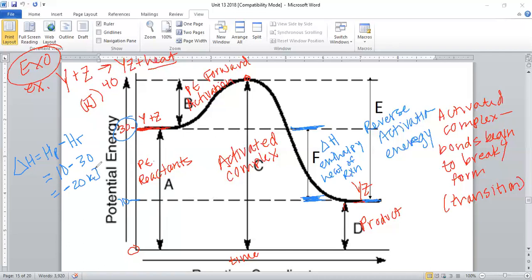Which should make sense because the negative means heat is being released. You're losing some heat, and that is what the graph is showing you too. You start high, you lose heat, and you get lower in energy. So the negative means exo as well. Okay, I think that's it. So negative delta H, exothermic.